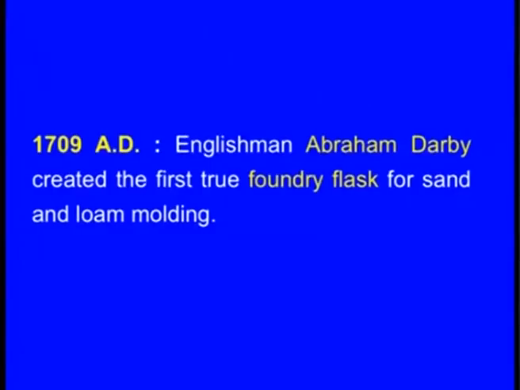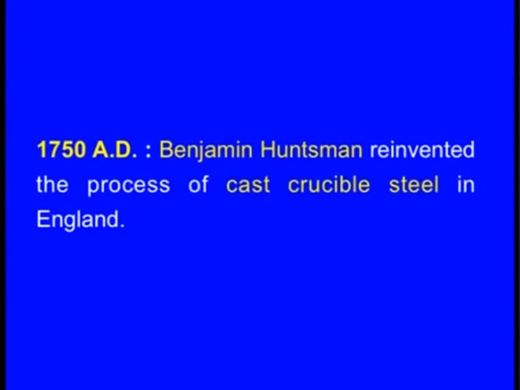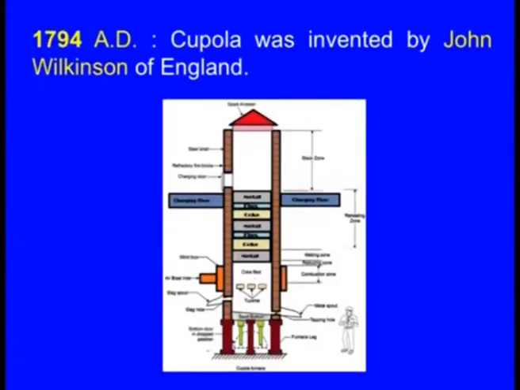Next one, the foundry flask for loam molding was developed in the year 1709 AD by an Englishman by the name Abraham Darby. During 1750 AD, Benjamin Huntsman reinvented the process of cast crucible steel in England, and during 1794 AD, the cupola was developed by John Wilkinson from England.